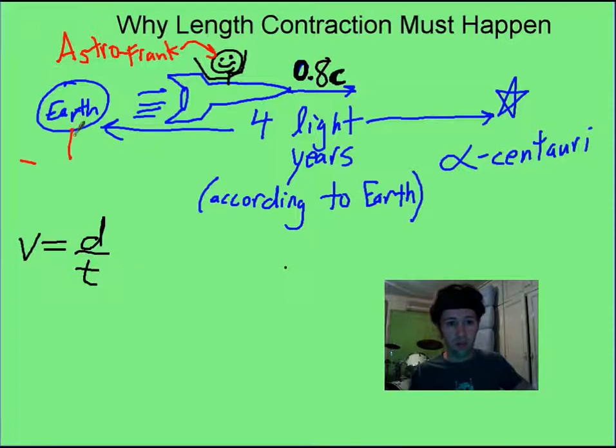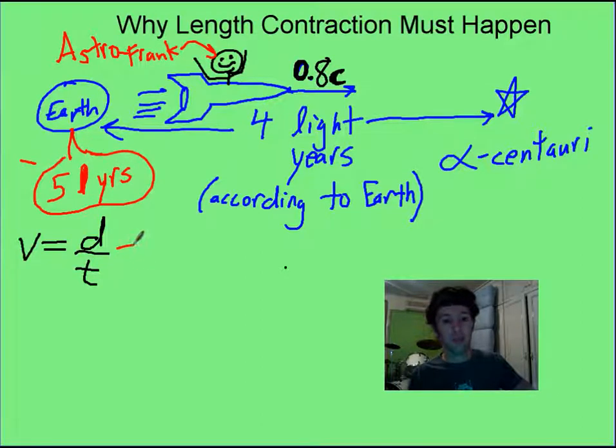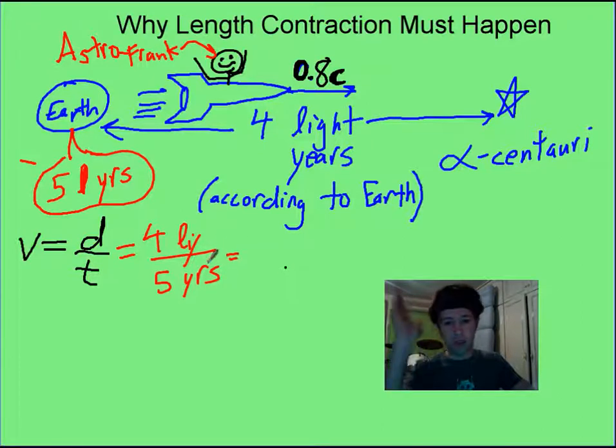According to Earth, if he goes at this speed, they say, oh, that took you about 5 years from the Earthling's point of view. And if you do 4 light years divided by 5 years, that's going to give you a reasonable speed, something like 80% the speed of light, no problem.